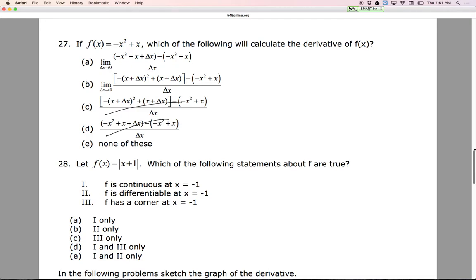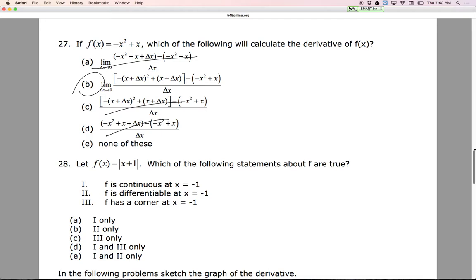Just check these. It's supposed to be f of x plus delta x minus f of x, over delta x. So f of x plus delta x has to be negative x plus delta x quantity squared. This is kind of looking good there. Plus x plus delta x. That looks good. So that's your f of x plus delta x part, or your f of x plus h. Minus the function. That looks good. Over delta x. So the answer has to be B.